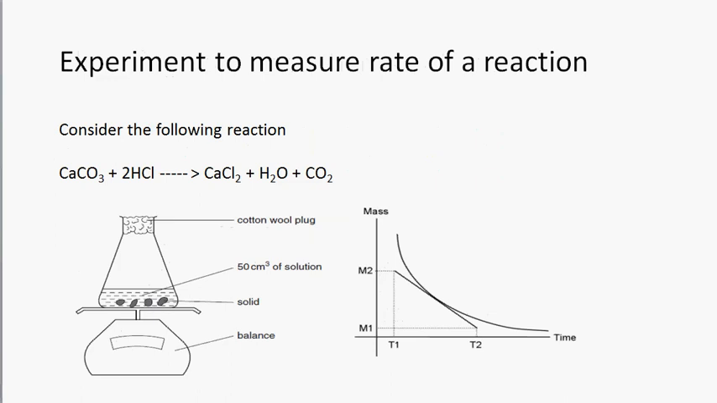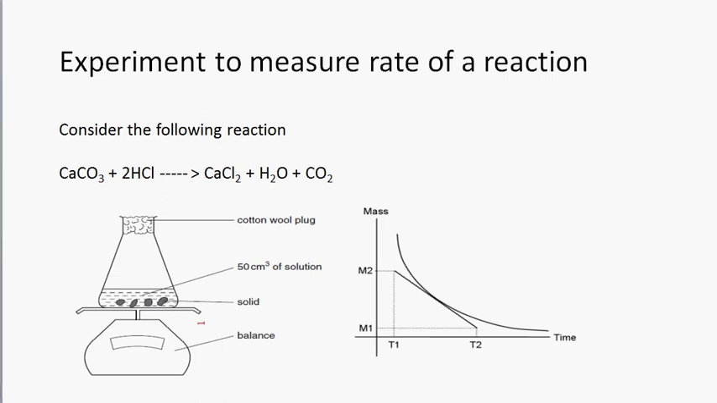Another way we can measure the rate of reaction is by looking at the decrease in mass of the reactants. Now in this experiment, we have calcium carbonate reacting with hydrochloric acid. We are producing calcium chloride, water, and carbon dioxide. So over time, the mass of the calcium carbonate will decrease. So what we do, we have the reaction mixture on an electronic balance, right? And we measure the mass of the mixture over a period of time.